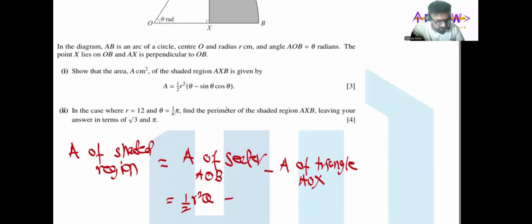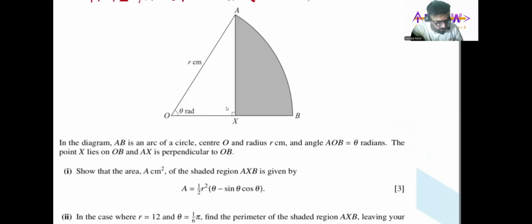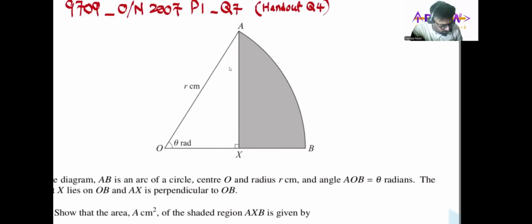Whereas in order to find the area of the triangle AOX, you need to express this in terms of sine theta and cos theta. In order to find the area of this triangle AOX, this OX length will be the base, and this AX length will be the height of the triangle. Because we need to give our answer specifically in terms of sine theta and cos theta, we need to involve sine theta and cos theta here.